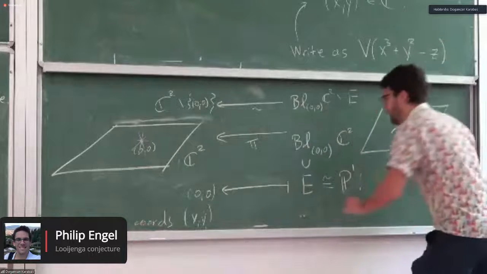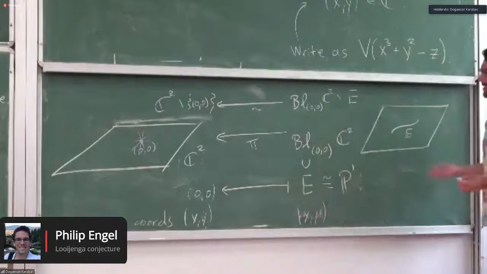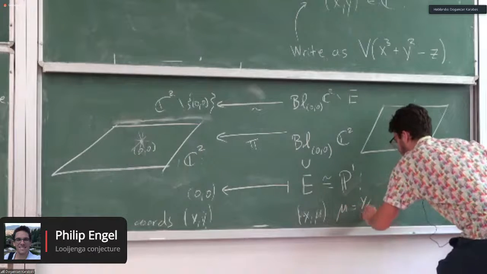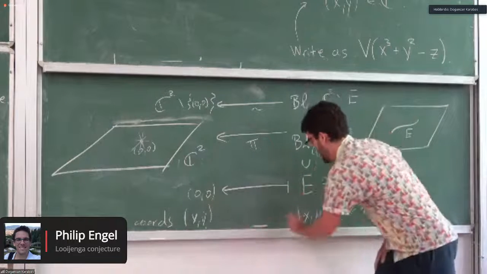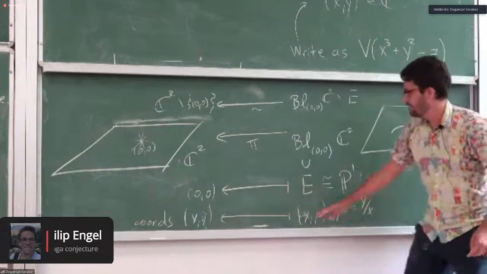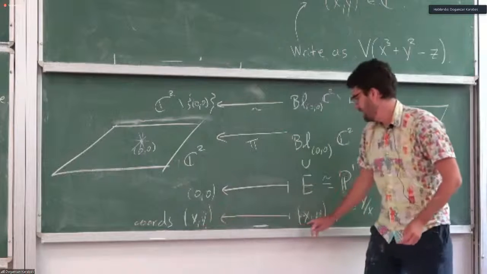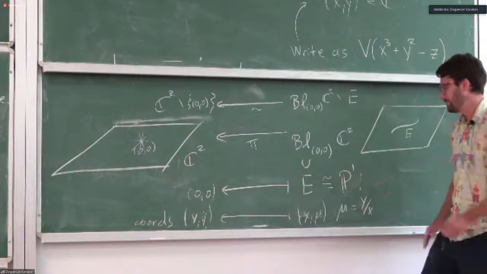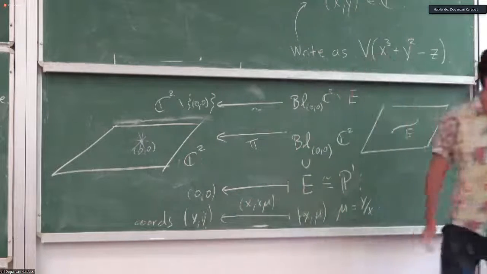So the coordinates on the blowup are something like x, mu, where mu is the slope of the line, like y over x. There's sort of an obvious map here, right? Which is that x, mu maps to x, y, because y is just mu x. Okay.